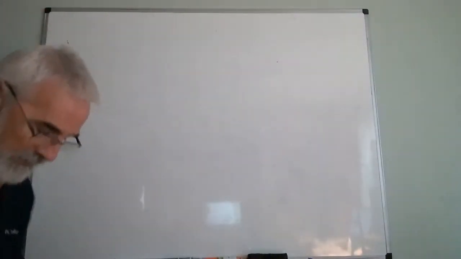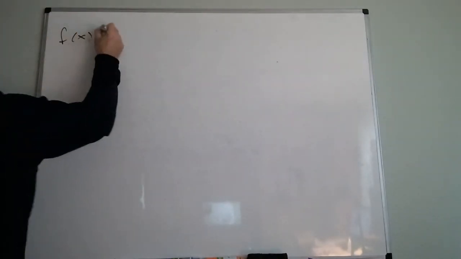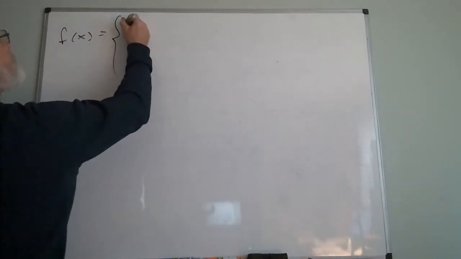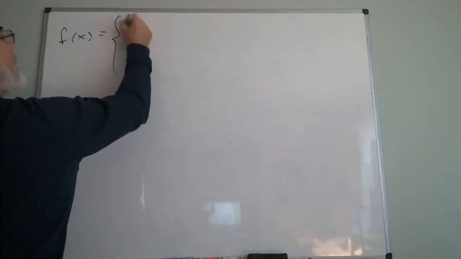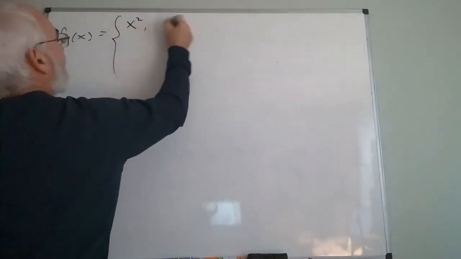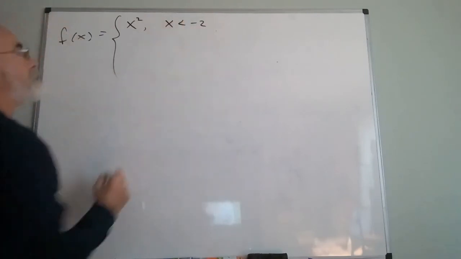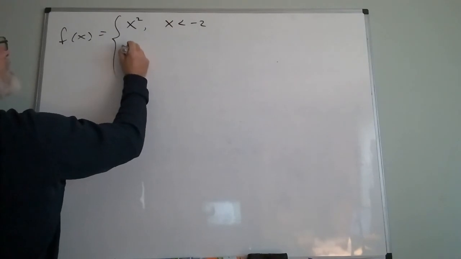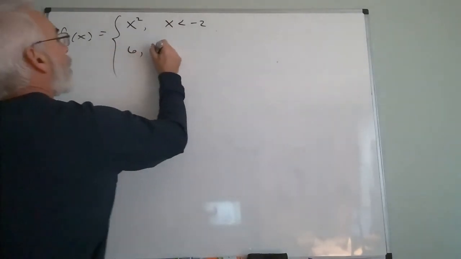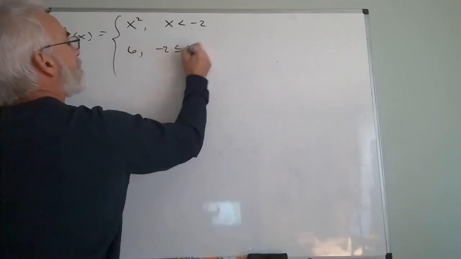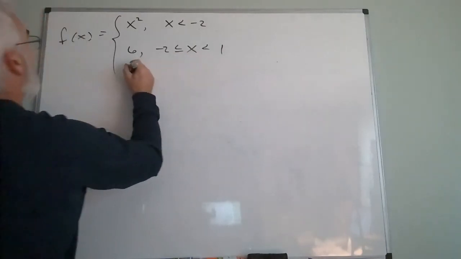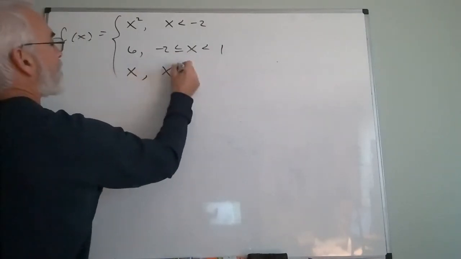Okay, I'll keep it simple. f of x equals x squared when x is less than -2. Let's say f of x is 6 when it's between -2 and 1, and it's x when it's greater than 1.